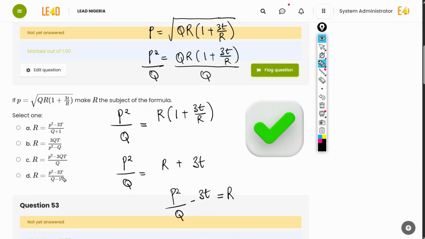The correct answer, I believe, is C. Because if I write this as a single denominator, I have R is equal to P squared over Q minus 3t over 1. If I take the LCM of Q and 1, I would have Q. Q divided by Q is 1, and 1 times P squared is P squared, minus Q divided by 1 is Q, then times 3t would be 3Qt.